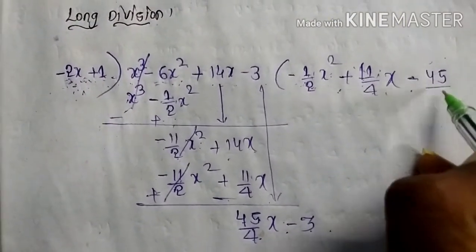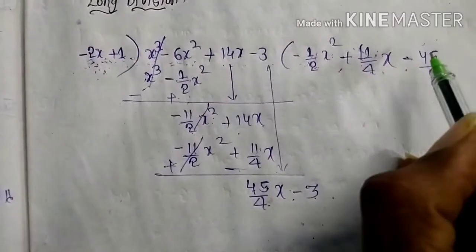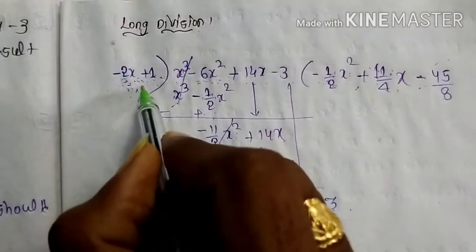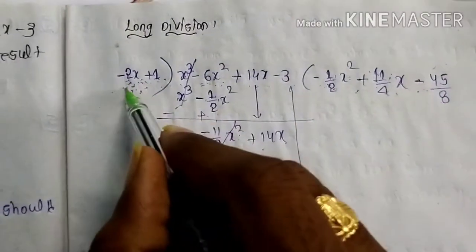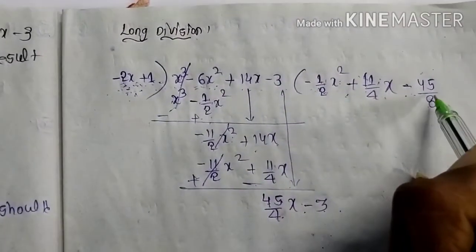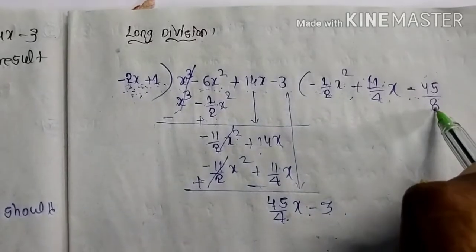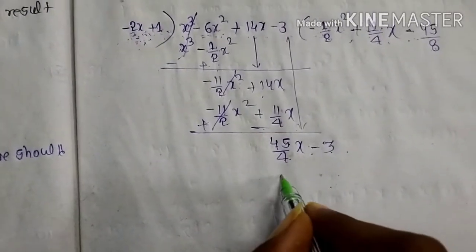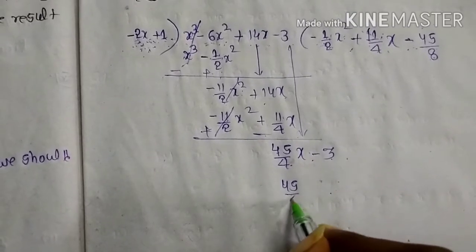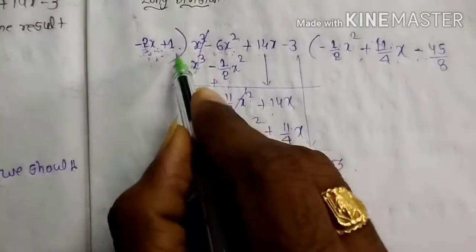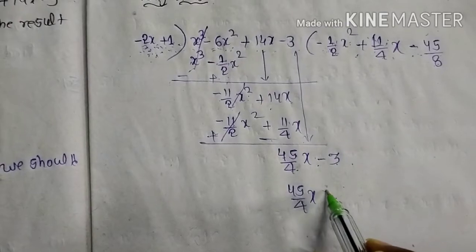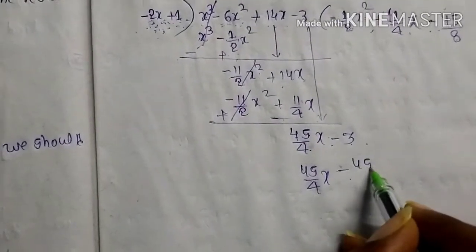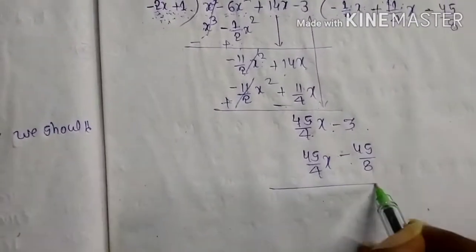Now you can multiply minus 45 by 8 with minus 2x. Minus into minus is plus. 2x into 45 by 8, that is 2 into 1 and 4, you are getting 45 by 4x. Here plus 1, here minus, plus into minus is minus, 1 into 45 by 8. You are getting 45 by 8 or not? Yes, 45 by 8.